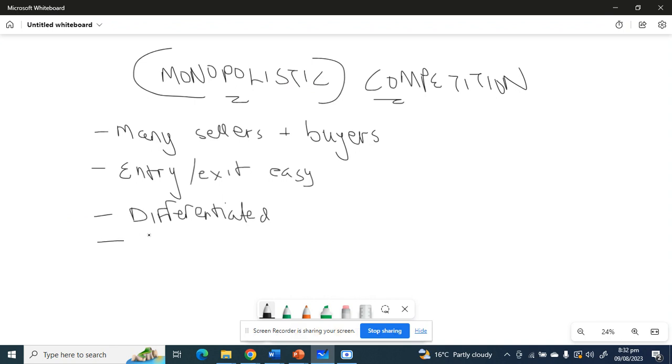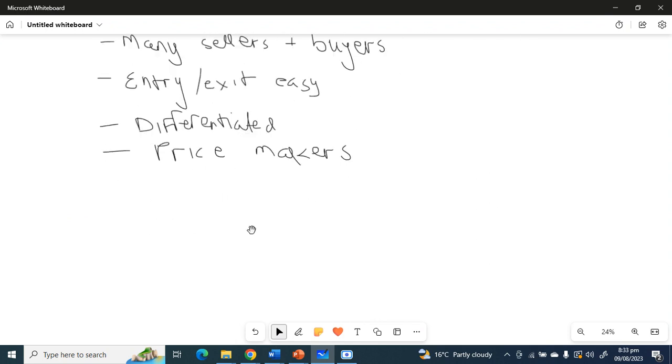Another characteristic: firms are price makers. As we said, since each good produced or sold by these firms can be distinguished, firms can charge different prices. All right. So now let's look at the graph of monopolistic competition.